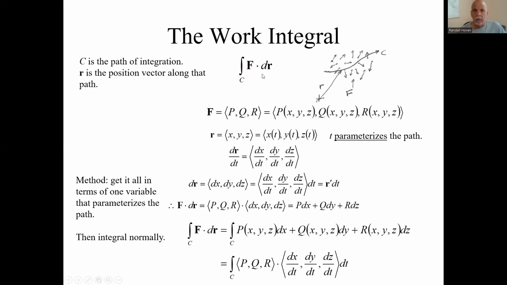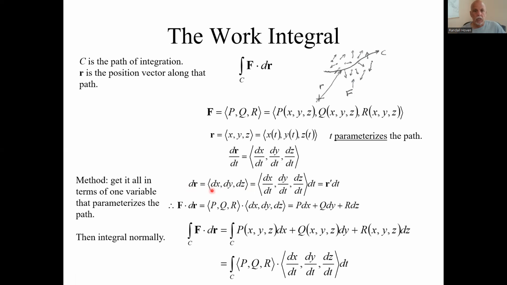So F dot dr, even though F and R are vectors, the dot product is a scalar. This is just an integral over a single variable. F is a function of x, y, and z, the coordinates, and R is always x, y, z, the coordinates. And since it's a one-dimensional creature in two or three-dimensional space, you can parameterize the position with some parameter. We'll call it t for now. So then dr/dt would be this, or dr is just dx, dy, dz. R is x, y, z, dr is dx, dy, dz.